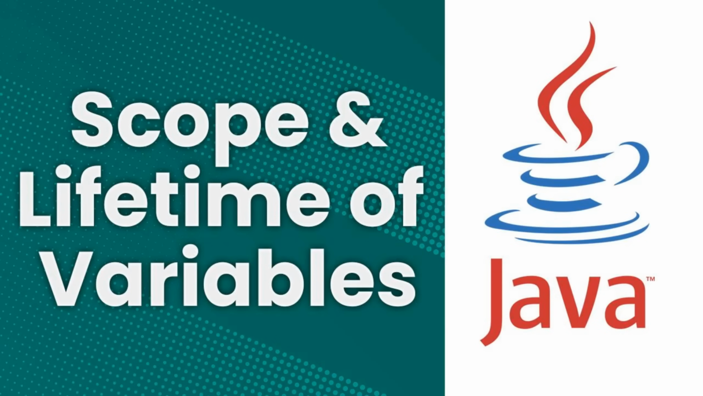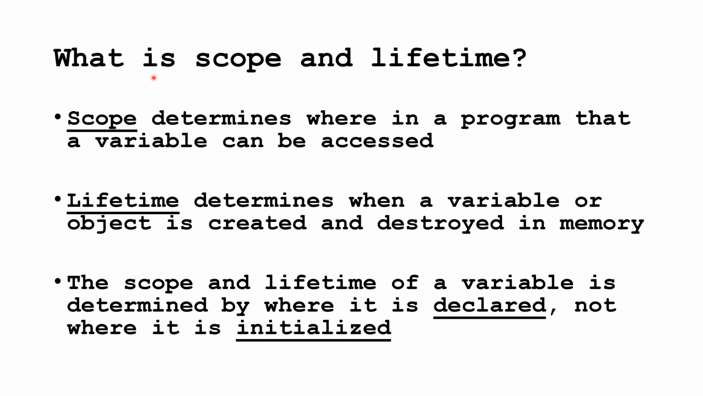Next, you're going to learn about scope and lifetime of variables. What is scope and lifetime? Scope determines where in a program that a variable can be accessed. Lifetime determines when a variable or object is created and when it is destroyed in memory. The scope and lifetime of a variable is determined by where it is declared, not where it is initialized. Sometimes we declare and initialize variables on the same line, sometimes we don't.